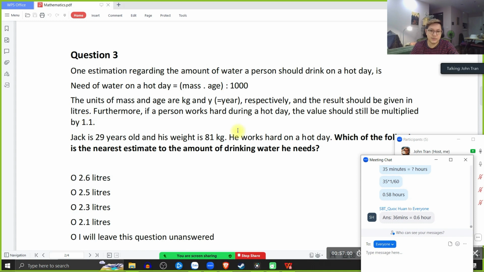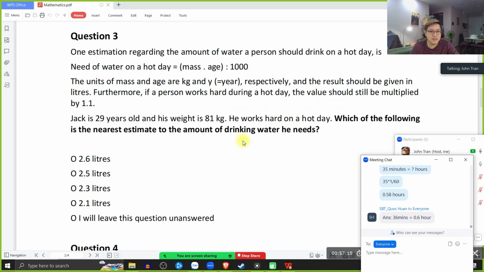Furthermore, if a person works hard during a hot day, the value should be multiplied by 1.1. Nếu mà cái người đó làm việc rất là chăm chỉ trong một cái ngày nóng bức như thế thì cái giá trị nên được nhân lên với 1.1. Jack is 29 years old, his weight 81 kilograms. He works hard on a hot day. Which of the following is the nearest estimate to the amount of drinking water he needs?